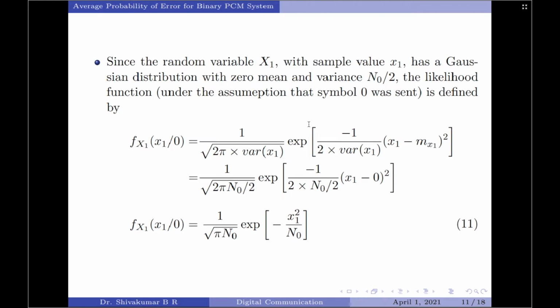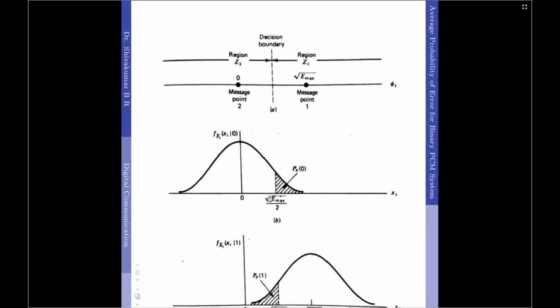Now let us substitute N0 by 2 wherever variance of x1 appears, and since we have transmitted symbol 0, the mean of x1 is supposed to be 0. That is what we have previously stated. So I will represent variance of x1 as N0 by 2, both here as well as here, and I am going to represent mean of x1 as 0. Please remember, symbol 0 is transmitted and therefore the mean value is 0. Let us simplify this to get the final expression as 1 divided by square root of pi into N0 into exponential of minus x1 squared divided by N0. This likelihood function is plotted in figure 2 here.